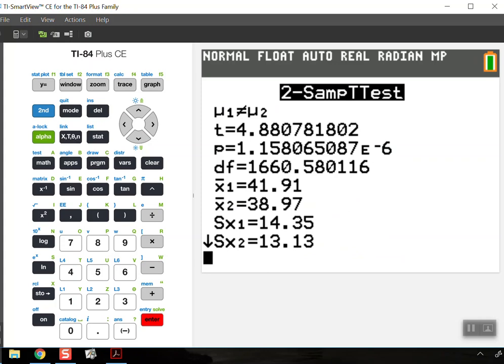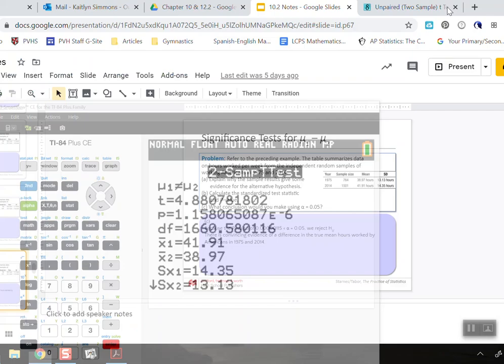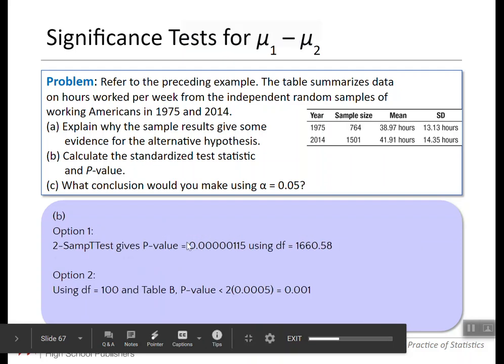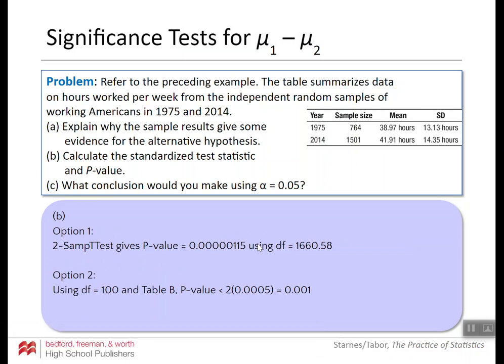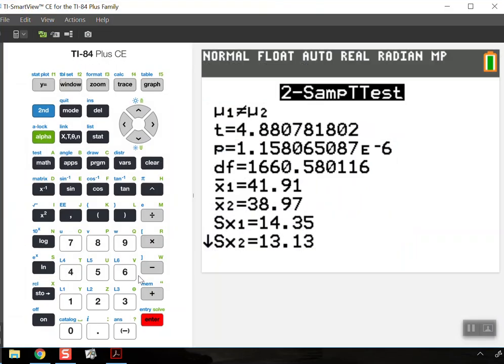My p-value, you'll notice, is in scientific notation. So that's 0.000001158, which is the same as listed here. The calculator also gave us our degrees of freedom using the crazy formula.